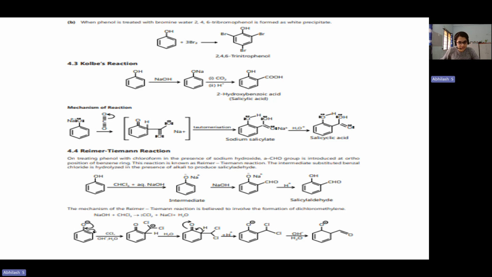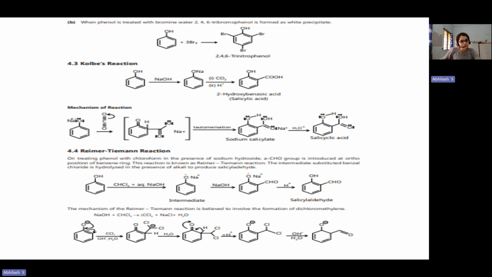When this is treated with H2O, there is a dislocation of the bond, which leads to the formation of this, and there is another hydrolysis reaction which leads to the formation of the salicylaldehyde ion. This is the basic mechanism for the Reimer-Tiemann reaction.